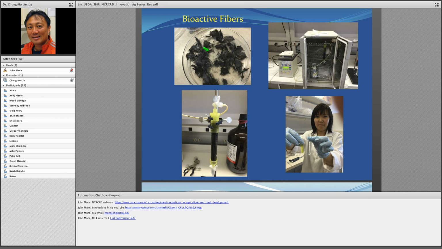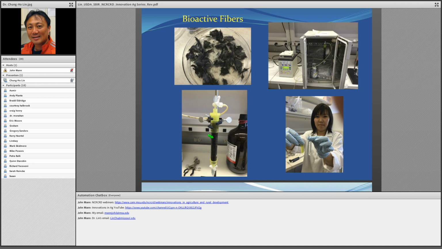We can use this fiber directly for the restoration of surface water reservoirs, such as a lake or stream, or we can pack this fiber into a continuous flow system. Then, by feeding contaminated water through this reactor, you will almost completely degrade the toxic pollutant in the drinking water.